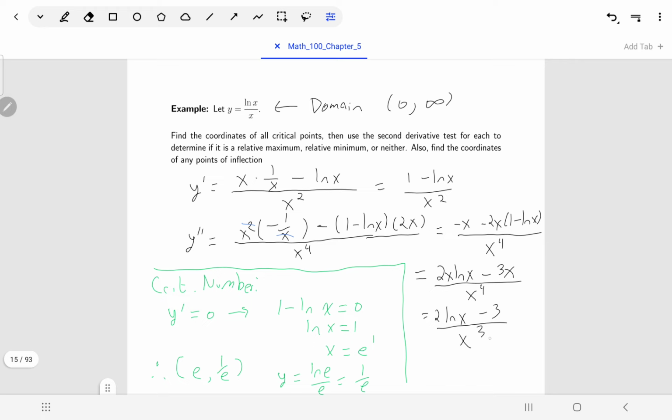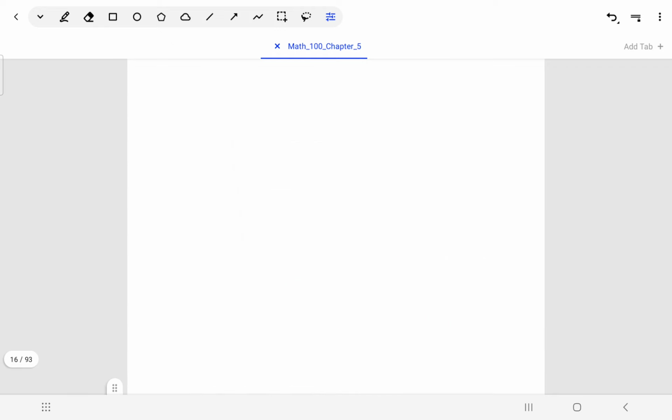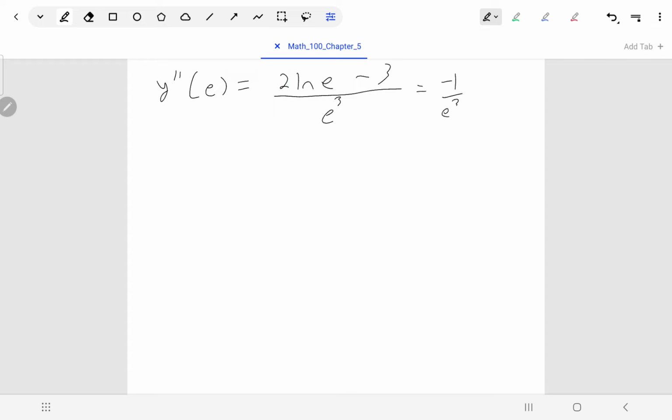And for that, we have our second derivative test that we're going to be using. And of course, for that, I use the second derivative. So now the next part that I need to do is figure out what's going on with my second derivative when x is equal to e. My second derivative was 2 natural log of x minus 3 over x cubed. And now I can evaluate this right away. Natural log of e, I know that's 1. So in the numerator, I'd have 2 minus 3, which is negative 1 over e cubed.